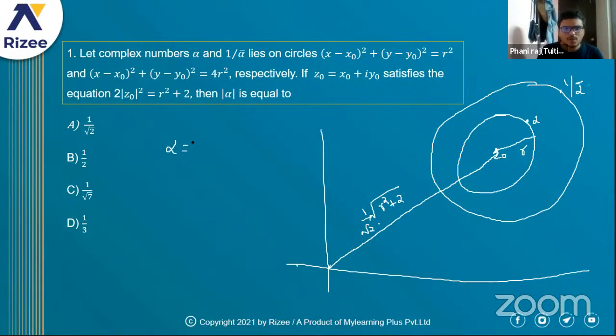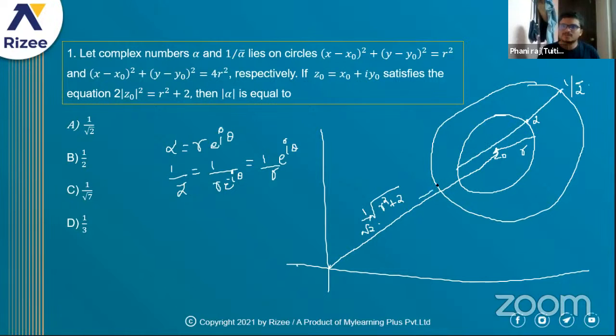Suppose alpha is r e power i theta. How will 1 by alpha bar look like? 1 by alpha bar is the same as 1 by r into e power minus i theta conjugated, which is the same as 1 by r into e power i theta. See, the catch here is both of them have the same e power i theta form. The only magnitude is different, but they lie along the same line. So that is the catch. These two lie on the same line with respect to origin.